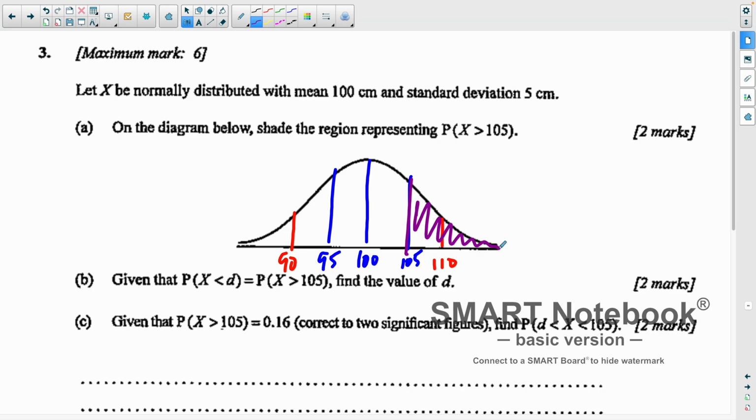Given that the probability that x is less than d is equal to the probability that x is greater than 105, find the value of d. 95, because this graph is symmetrical, correct? So what it's saying is this. By the way, could you find me the probability that x is greater than 105? Could you find this probability right there? Yes.